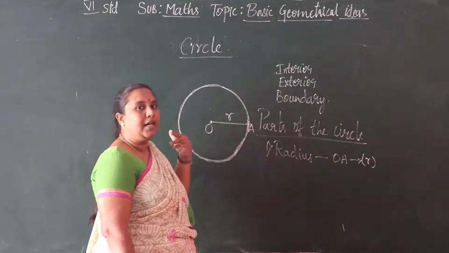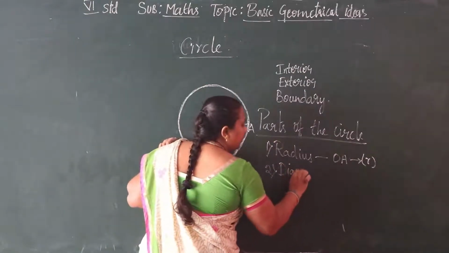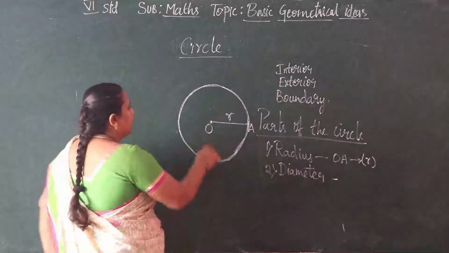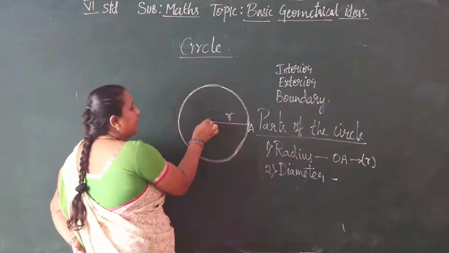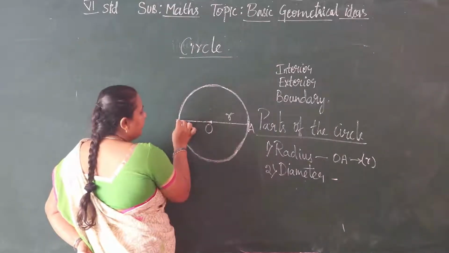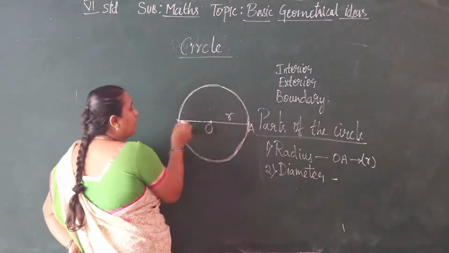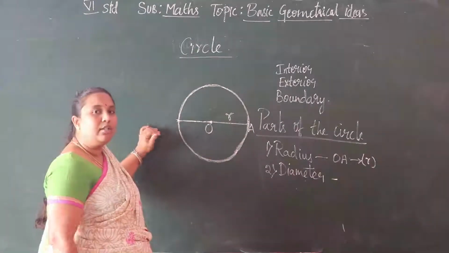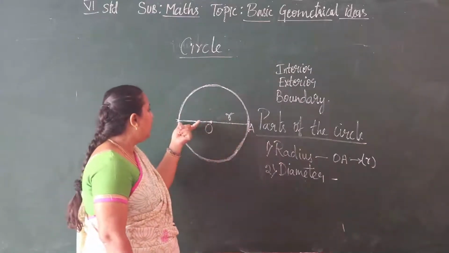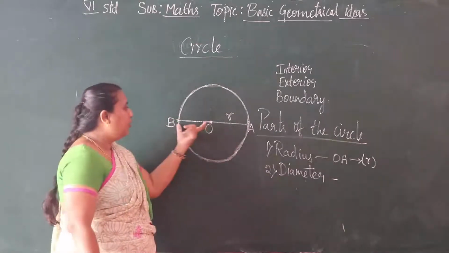The other part is the diameter. See, we are extending from the center to another point on the circle. We are extending OA to the opposite side, to the boundary of the circle. So we are extending OA to B.